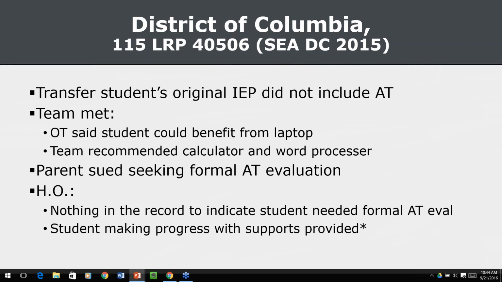Now, just to be fair, I want you to know that's why that asterisk is there. The school district ultimately lost this case on other grounds, procedural grounds, but the AT piece of it, the school district won because they had considered and implemented technologies that, although not as expensive and comprehensive as what the OT said would be beneficial, they were sufficient to let the kid make progress. So, and that's using that Rowley standard.